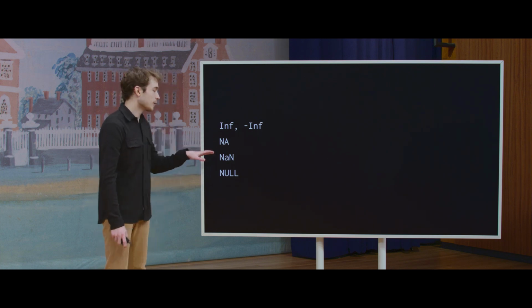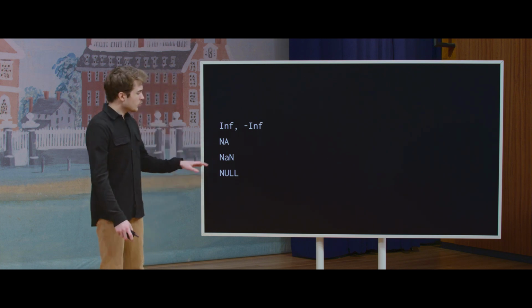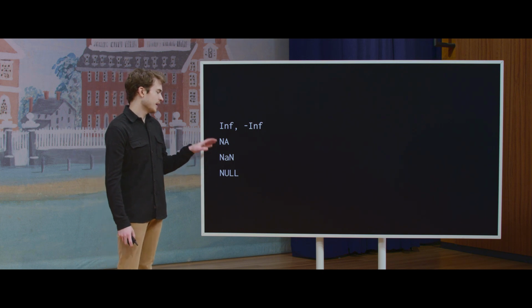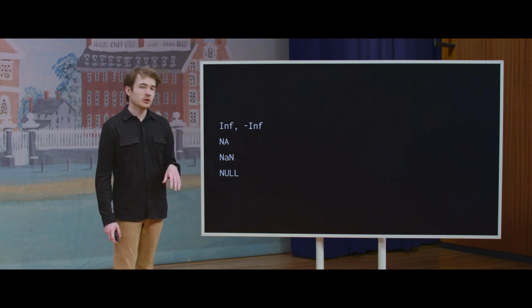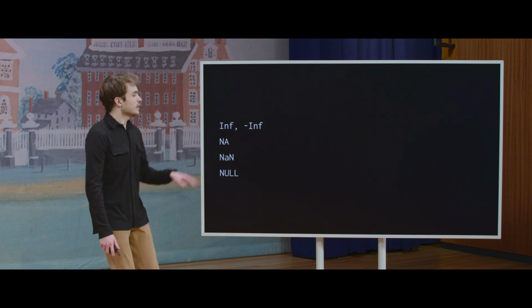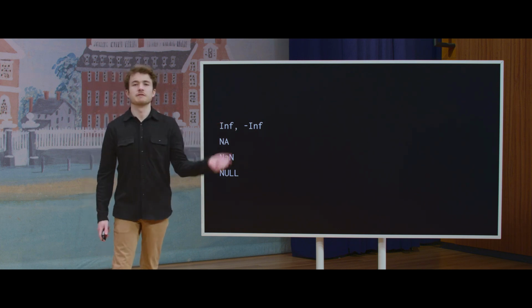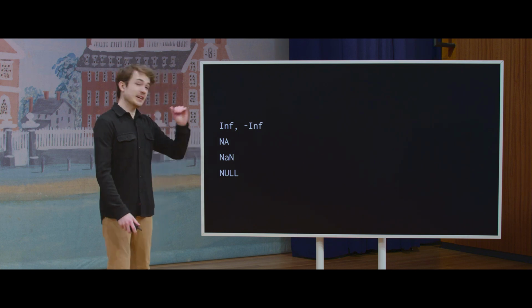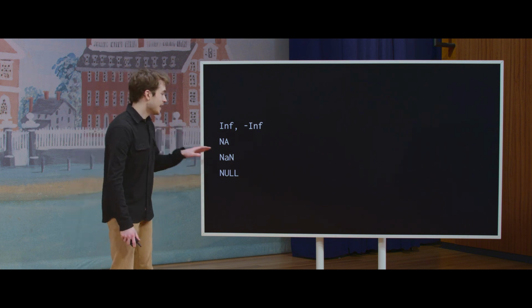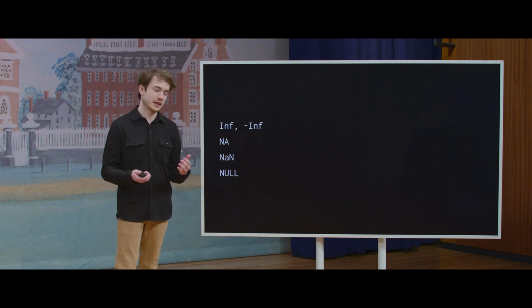We saw NA here for not available. We also have NaN, which stands for not a number. If I tried to ask you, what is infinity divided by infinity? You'd probably look at me confused. You would say, that's not a number. And I would say, yes, that's exactly correct. R says NaN is the result in this particular case.